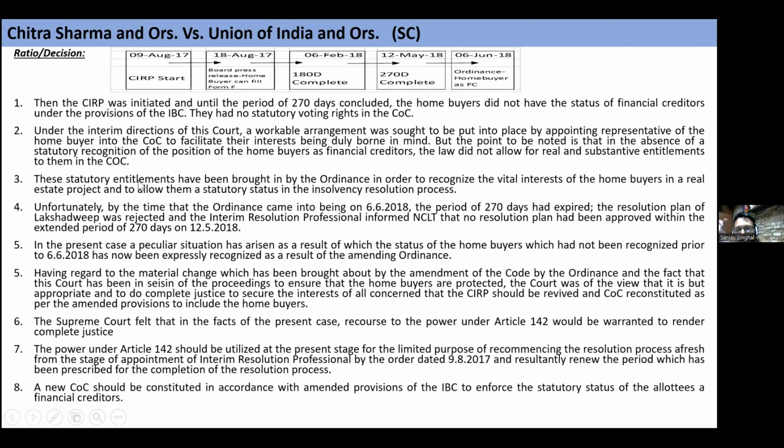So now a complex situation has arisen. The home buyers in the JIL cases made a petition to the Supreme Court that their interest has to be taken care of. The Supreme Court appointed a senior counsel as their representative. They said that though the senior counsel has been appointed, he has no say in the decision making of the IBC, COC, because he does not have any statutory voting right. And now, since the decision has not been finalized by the Supreme Court, the ordinance has been introduced by the central government, and the home buyer was made the financial creditor. So what did the Supreme Court do? The Supreme Court said that a workable arrangement was to be put into place by appointing.